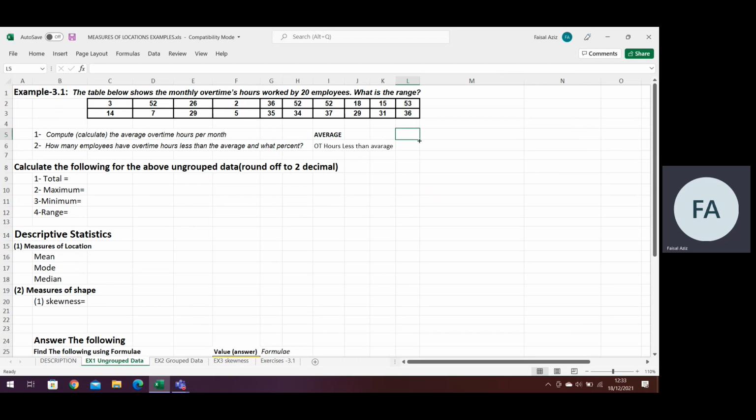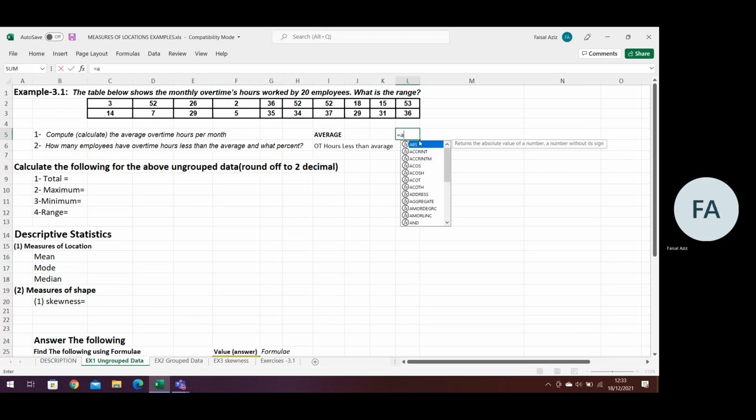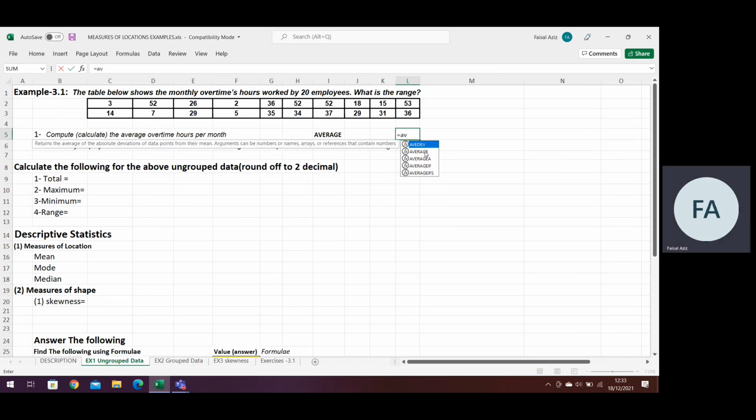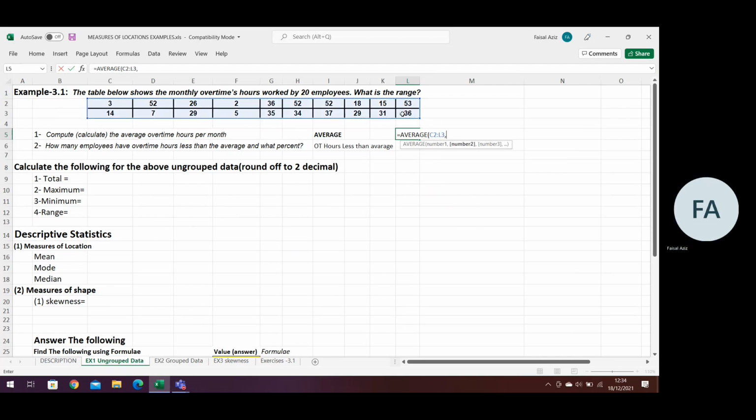It's very simple. To calculate an average, we can write average after pressing the equal sign. When you write average, you will get a formula. Double click on it and then select this data set. No need to press comma because we have selected the full data set, and then click enter. So we get an average of 28.3.